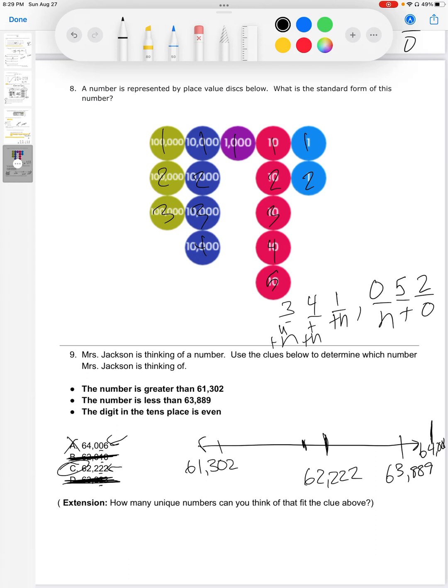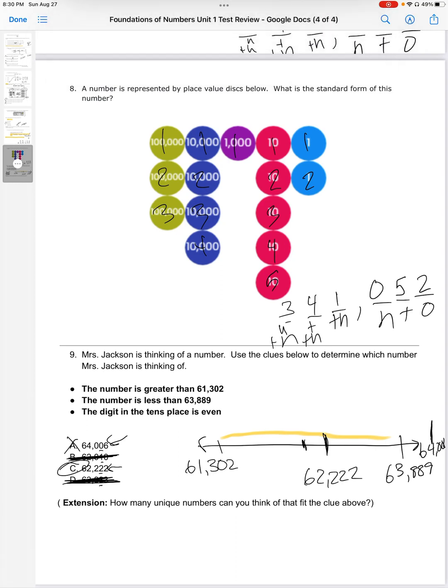Now, I just put a little extension. How many unique numbers can you think of that would fit in this clue, fit in this space here, that has an even digit in the tens place? There's probably going to be a whole lot of those. It's okay if your child only generates a handful, as long as you can tell that they kind of know what they're doing there and know what this clue means. Feel free to come up with your own clue problems and give those to your child also. That would be beneficial. Okay, I think that is the end of the review.